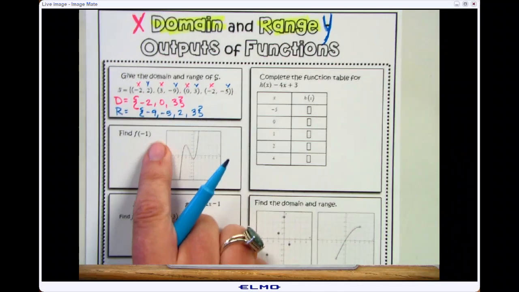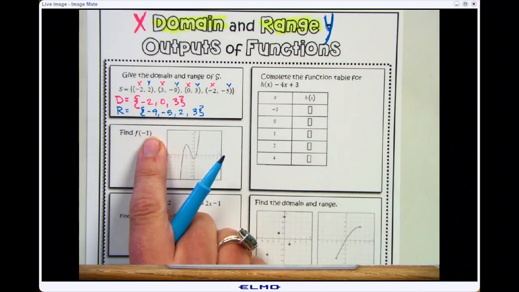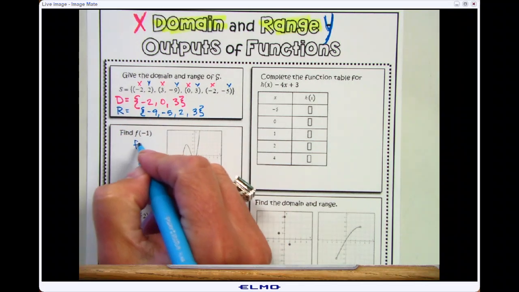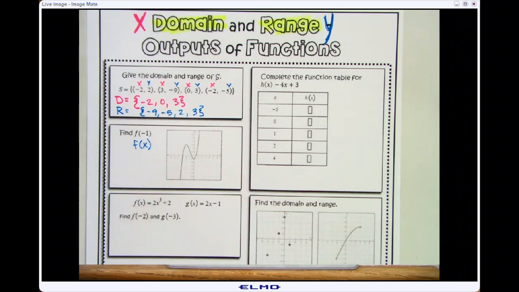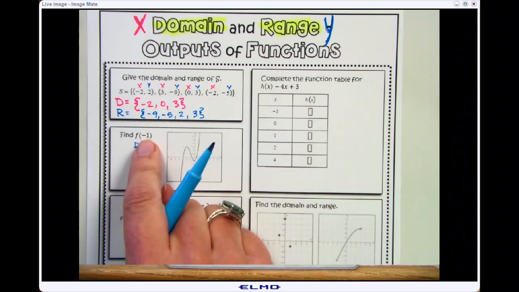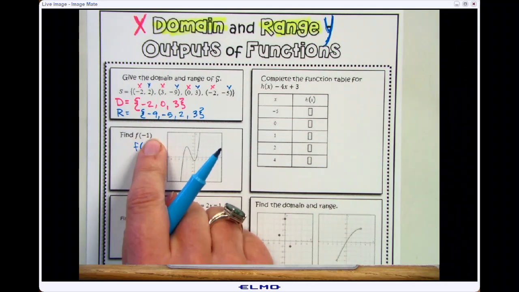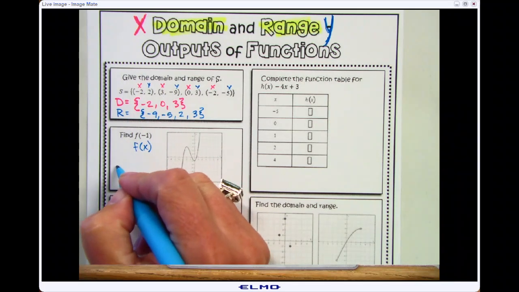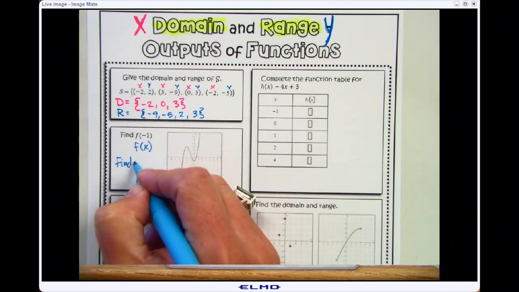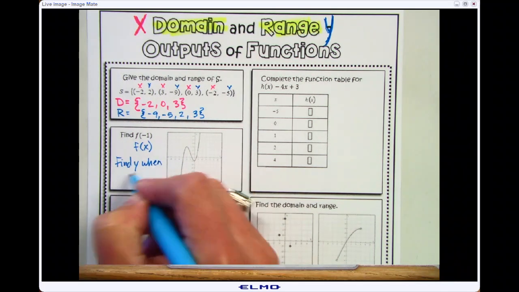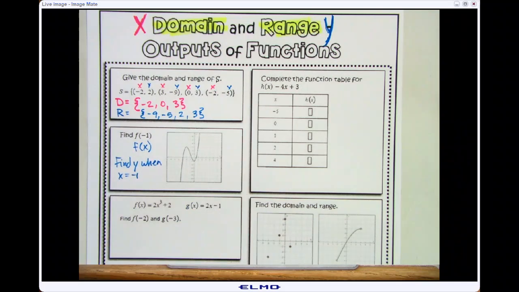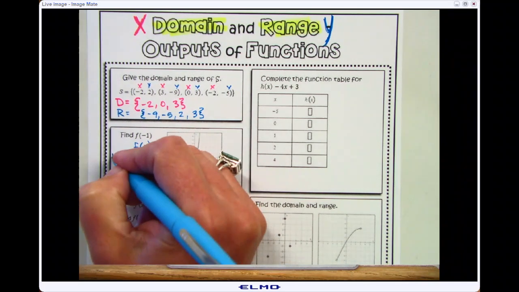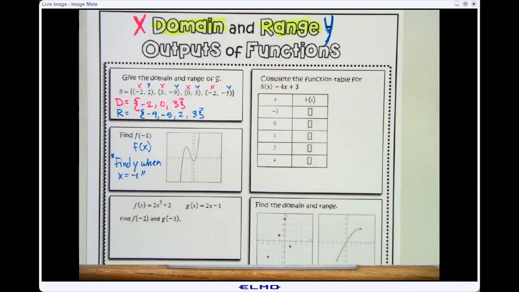Okay, find f of -1. What I don't know is, have you guys seen this notation before? F of x. Okay, so it's in there. So this is telling me, when it has f of -1, what it means is find y when x equals -1. That's what that means. Direct translation. Find y when x is -1.